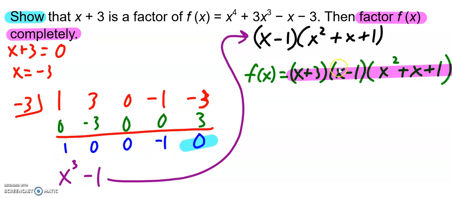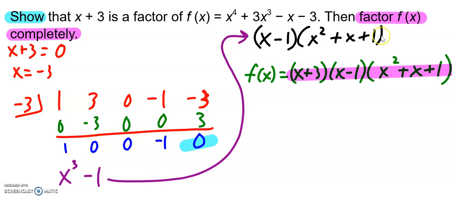Now, the next part is factor f of x completely. Well, this comes to my understanding of synthetic division. So my results, remember, if I started with x to the fourth, then this is x to the third. This would be 0x squared, 0x, and then minus 1. So I have x to the third minus 1, which coincidentally is the difference of cubes. So this is a perfect cube, this is a perfect cube, this is subtraction, therefore it's a difference.